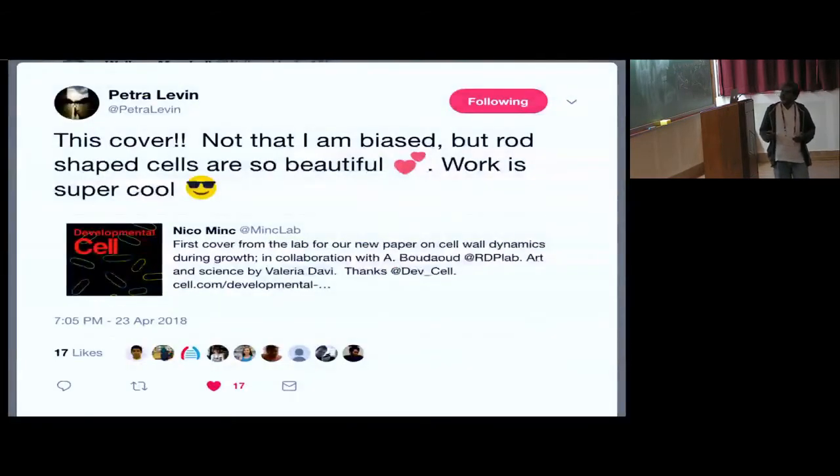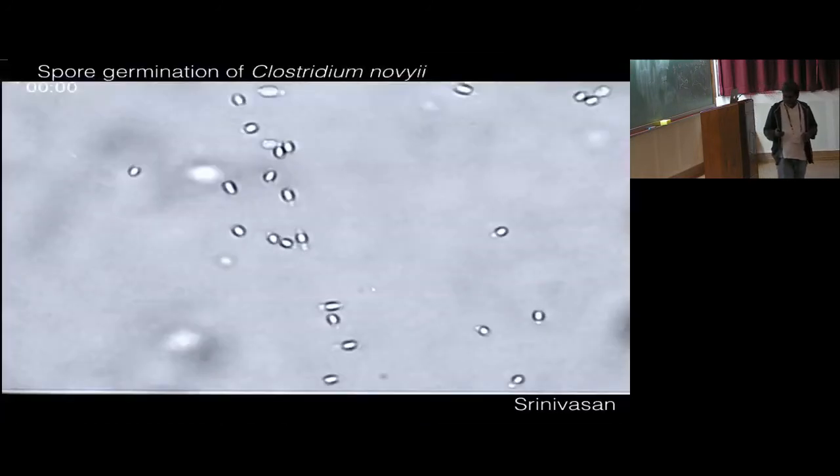Why? Of course, rods are beautiful. There's a Twitter post from Petra Levin's lab, who works on size, saying they are definitely beautiful, and she says she's not biased in this. So that's one aspect. But the main reason is that we have been studying them for very long, and they are more amenable for us to study. This is one example of a spore-forming bacterium, a Clostridium.